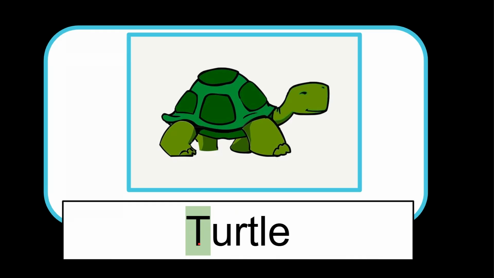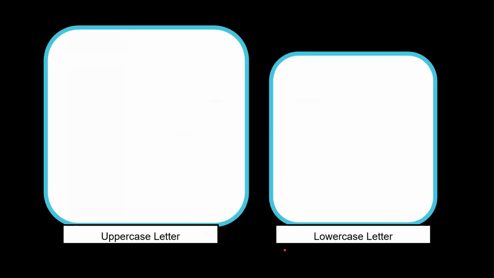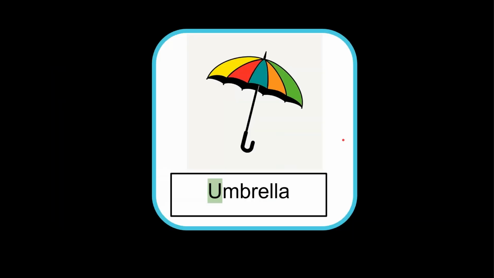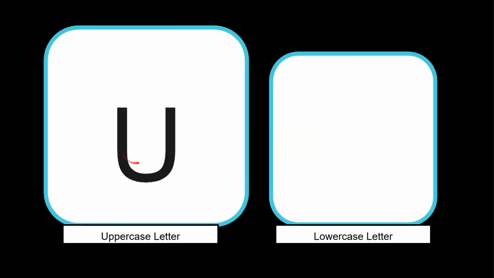Next we have the letter T, just like in the word turtle. And we have an uppercase T and a lowercase t. So T and F are ones that we have to remember we have to cross, our T's and F's. The next letter is U, like an umbrella. We have an uppercase U, and we have a lowercase u. Notice the difference. The uppercase doesn't have a tail. The lowercase has a little tail right here, almost like an upside down N.